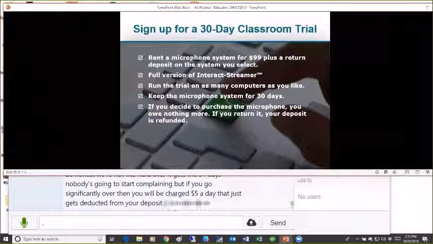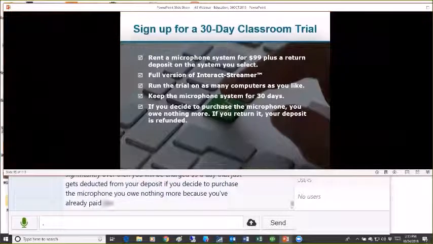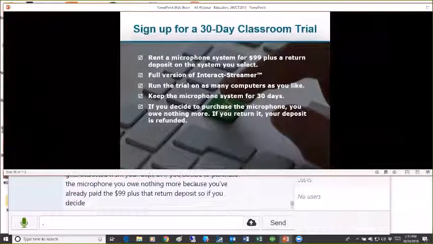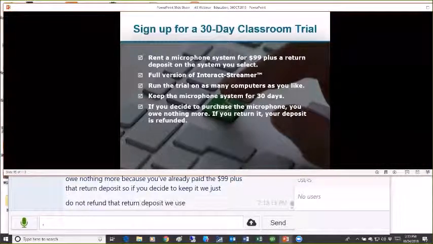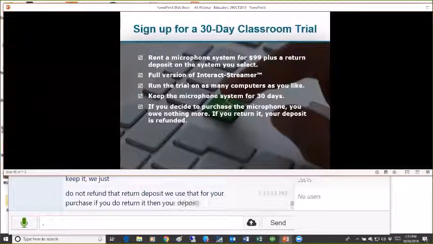If you decide to purchase the microphone, you owe nothing more because you've already paid the $99 plus that return deposit. So if you decide to keep it, we just do not refund that return deposit. We use that for your purchase. If you do return it, then your deposit is refunded.